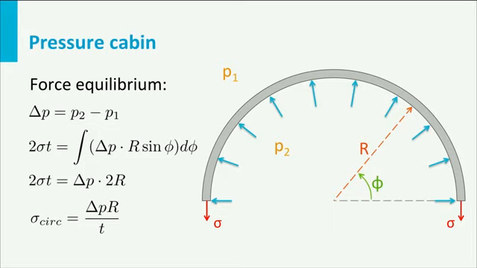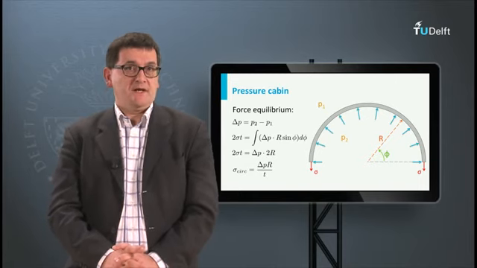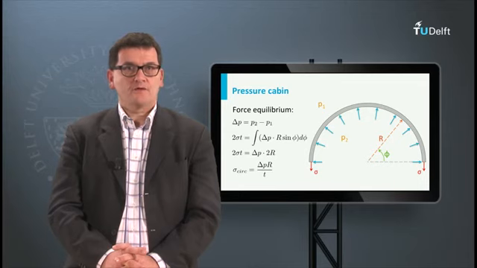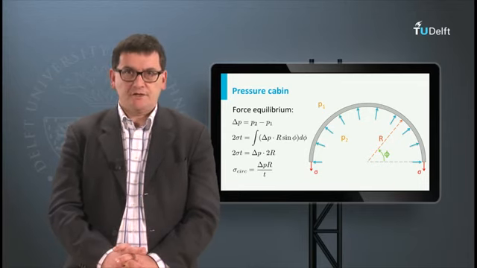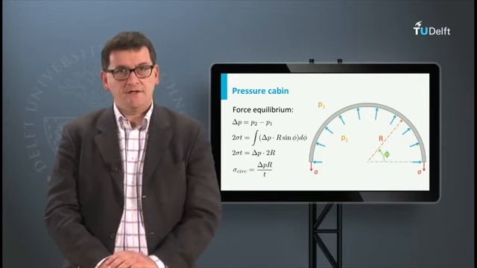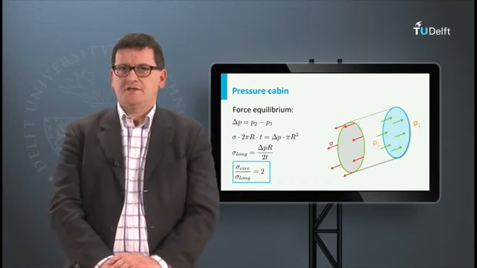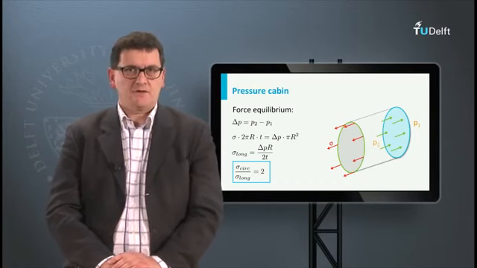When we need equilibrium, the downward forces should equal the upward forces. In this case, 2 times the hoop stress times the sheet thickness equals the integral of delta P over half the cylinder. After some manipulations, we can obtain a very simple formula. Hoop or circumferential stress is equal to the pressure difference times the radius of the cylinder divided by the thickness of the skin.